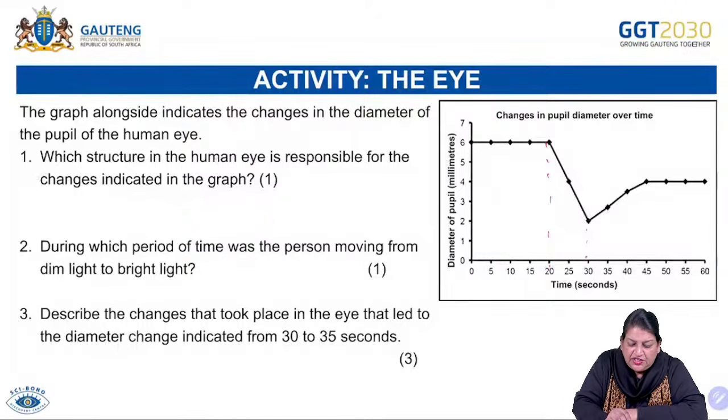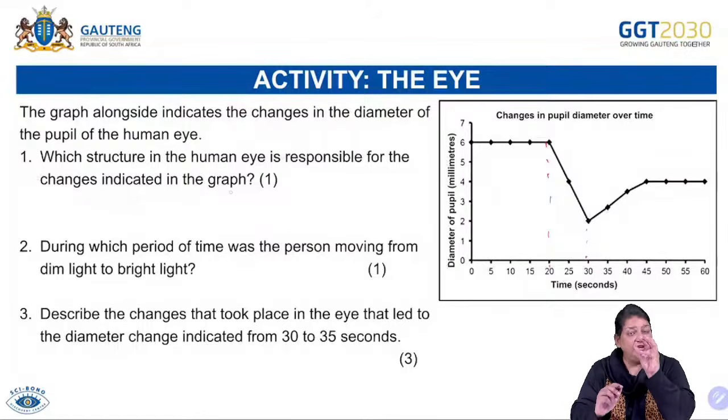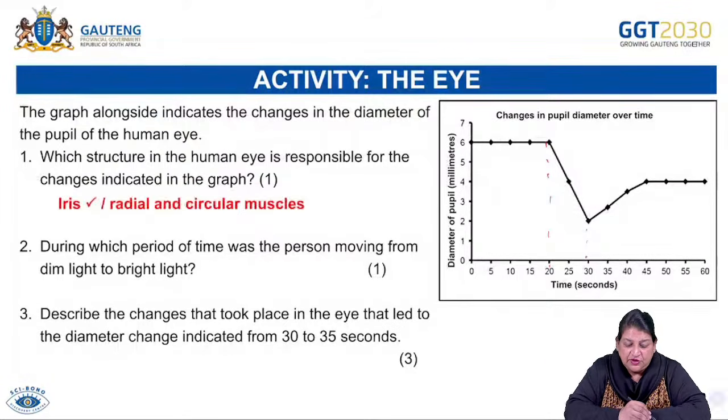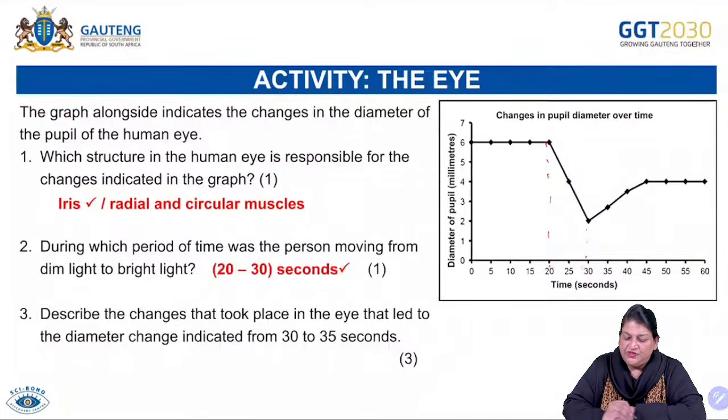So which structure in the human eye is responsible for the changes? Remember, the pupil is only an opening. What causes the pupil to constrict and dilate is the iris, or the radial and the circular muscles. During which time was the person moving from dim light to bright light? He was moving from dim light to bright light between 20 and 30 seconds. Can you see that?